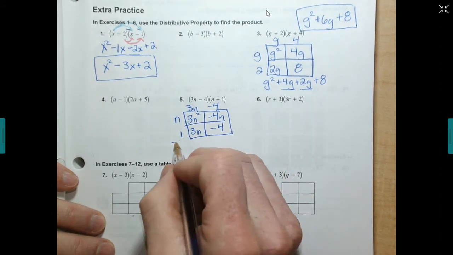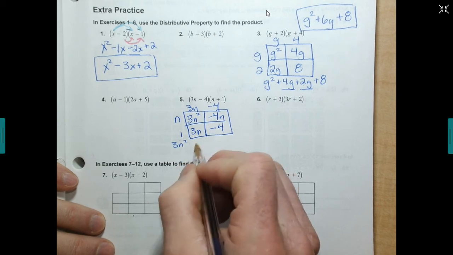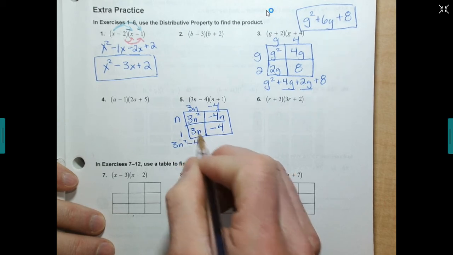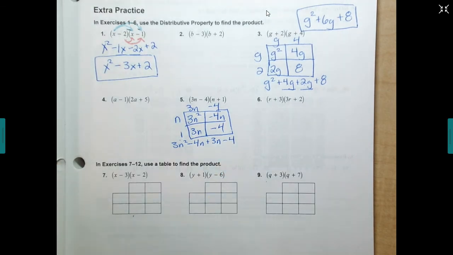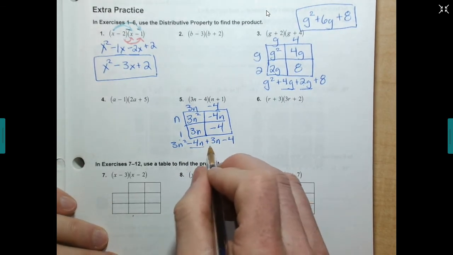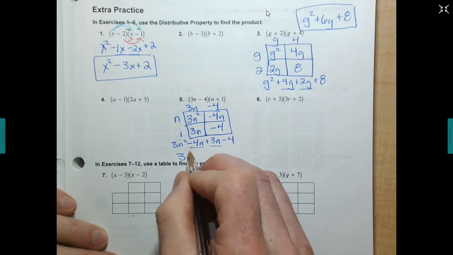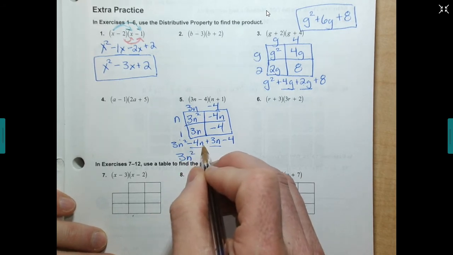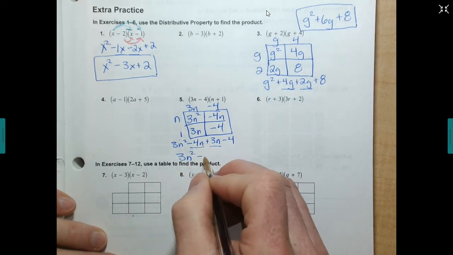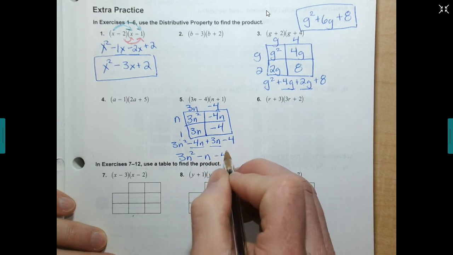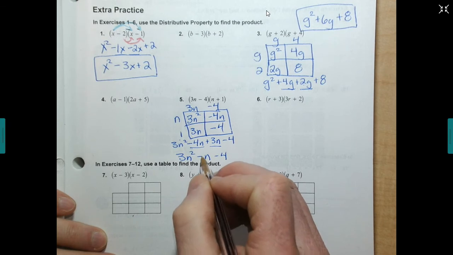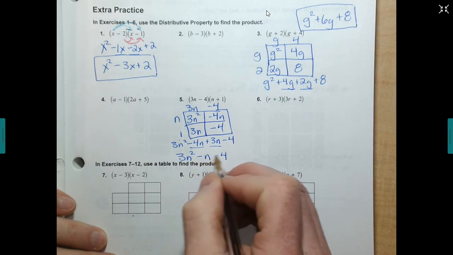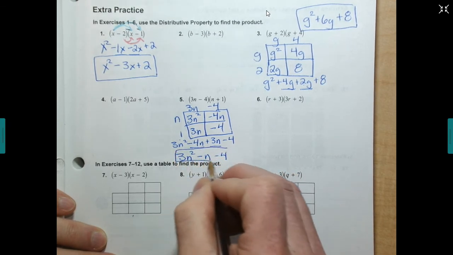3n squared minus 4n plus 3n minus 4. Again, combine my like terms. I get 3n squared. Negative 4 plus 3 is negative 1n minus 4. And if I have no number in front of here, that means the coefficient is 1. So negative n is the same as negative 1n. Here's my answer.